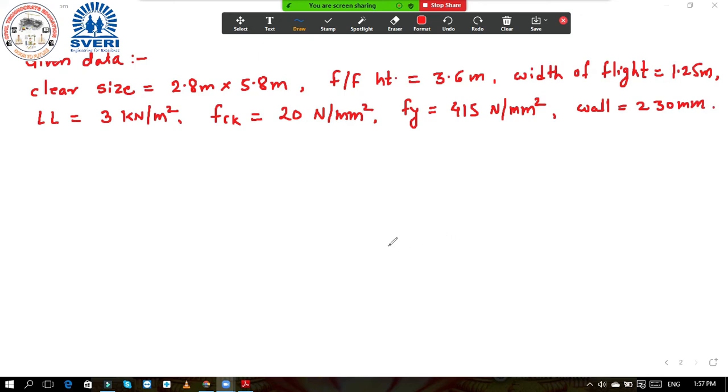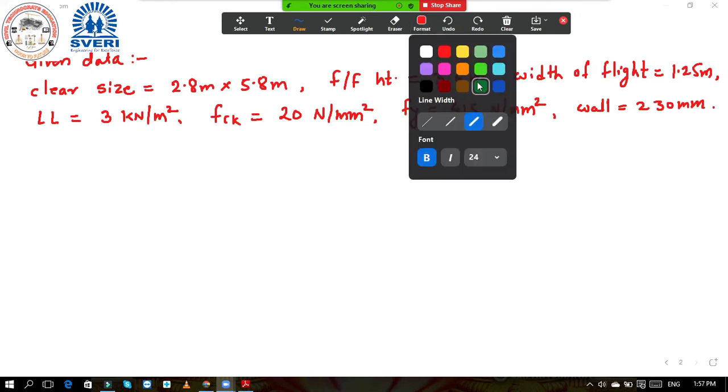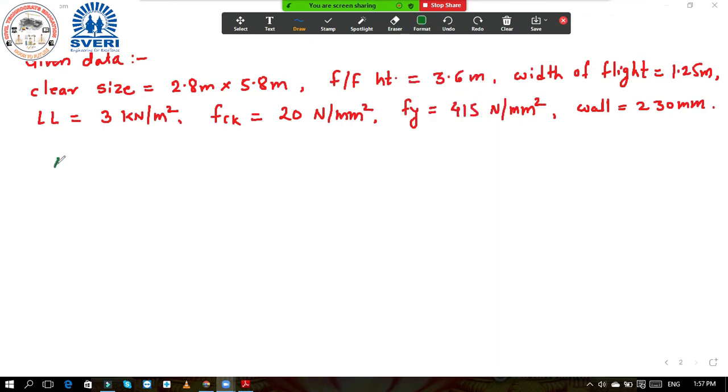Now we will first finalize the riser. In the case of riser, let us assume a single riser will be of 150 mm. So here I will write, assume riser R is equal to 150 mm.